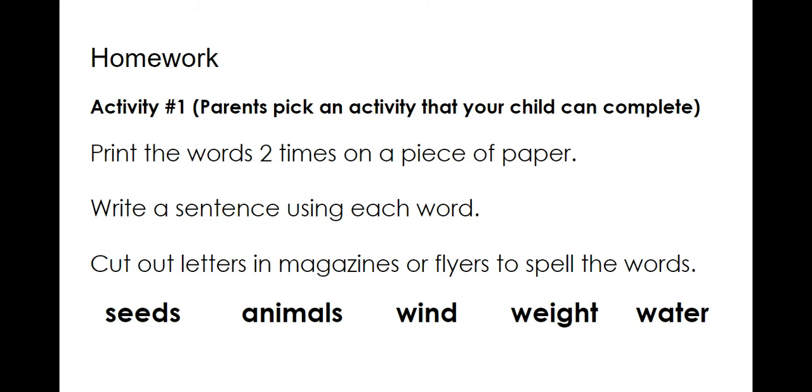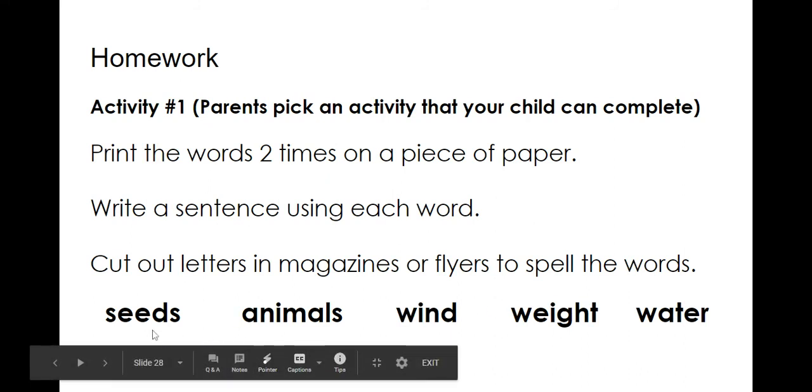All right, that's it for today's lesson. So now we'll talk about our homework. Activity number 1, parents. You can pick an activity that your child can complete. You can print the words 2 times on a piece of paper, or you can write a sentence using each word and remember to try to connect it back to the lesson. Or you can cut out letters in magazines or flyers to spell the words. And the words we're going to spell are seeds, animals, wind, weight, and water.